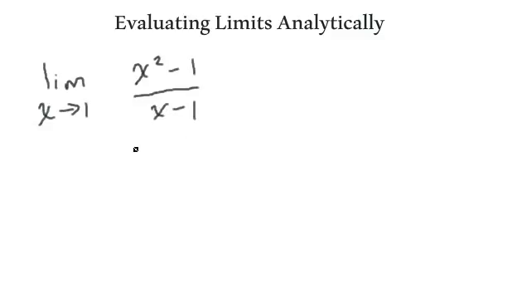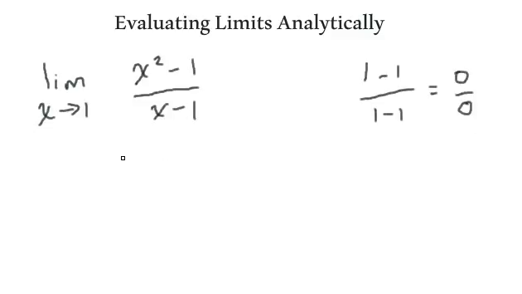So the first thing we're going to do is plug a 1 directly in. Okay, doing the direct substitution, and let's see what we get. Well, if I were to plug 1 directly in, we'd end up with 1 squared, which is 1, minus 1, over 1 minus 1, and yeah, that's not good. We get 0 over 0.